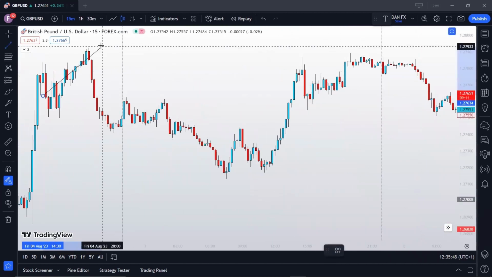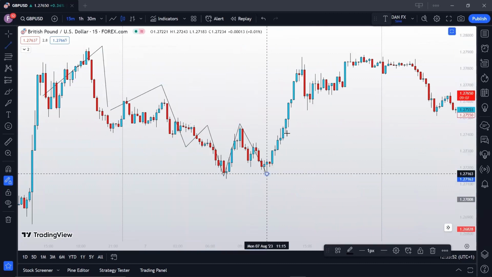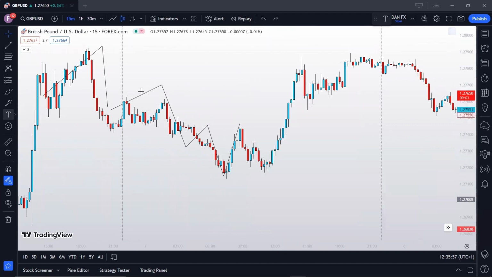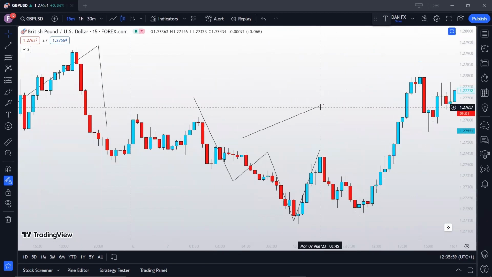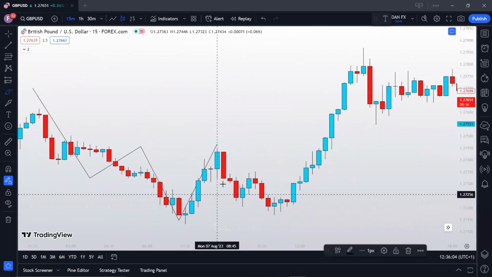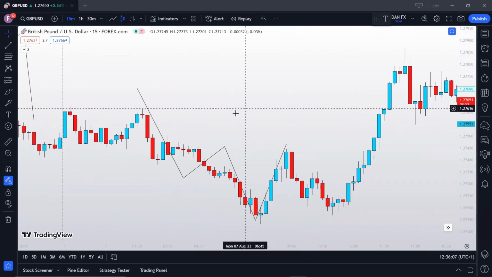We can see the market was going down, right? The market was going down like this. Then it came and gave us this W formation right here. So we're going to be looking for the second leg. The second leg, where is it? Yeah, this is the second leg right here. Right, so we're going to be looking for those candlestick patterns.